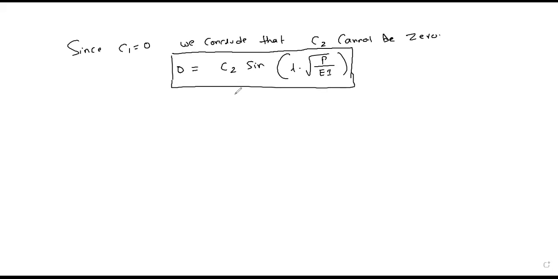No. So by that, this is because if both C1 and C2 are 0, what happens? The column will not bend at all. Okay, so C2 cannot be 0.